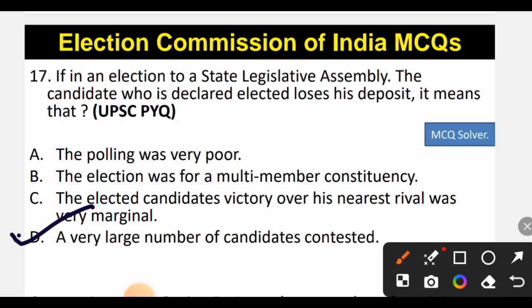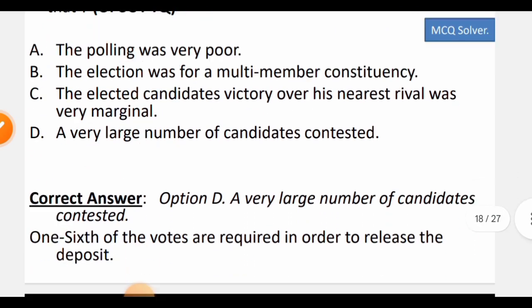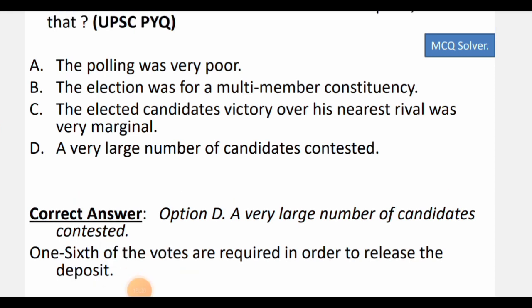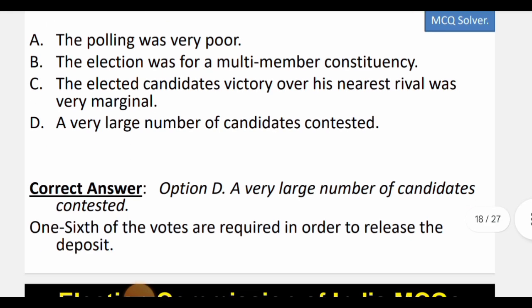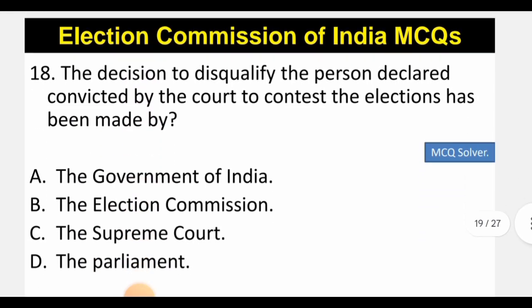So if that is happening, it means that a large number of candidates are contesting the election, because then the votes get distributed. 1/6 of the votes are required in order to get the deposit released. So D will be the correct option. Now let's move to question number 18.